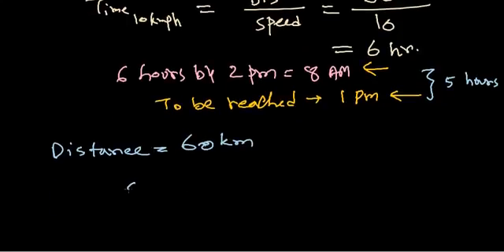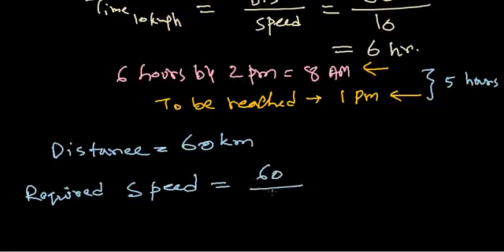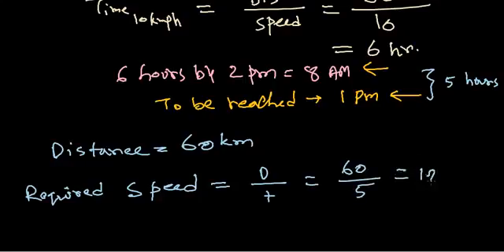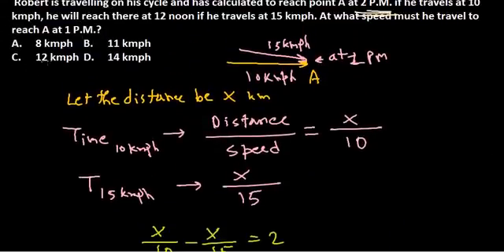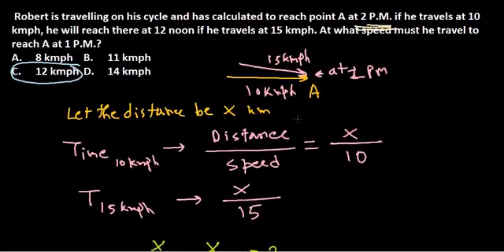So the time Robert now has is 5 hours only. Sorry for the bad handwriting here. The required speed equals distance by time, and the distance here is 60 kilometers and the time is 5 hours. So 12 kmph should be the required speed for Robert to reach destination A at 1 p.m. And here we go, option C shows 12 kmph, and 12 kmph is the correct answer for this problem.